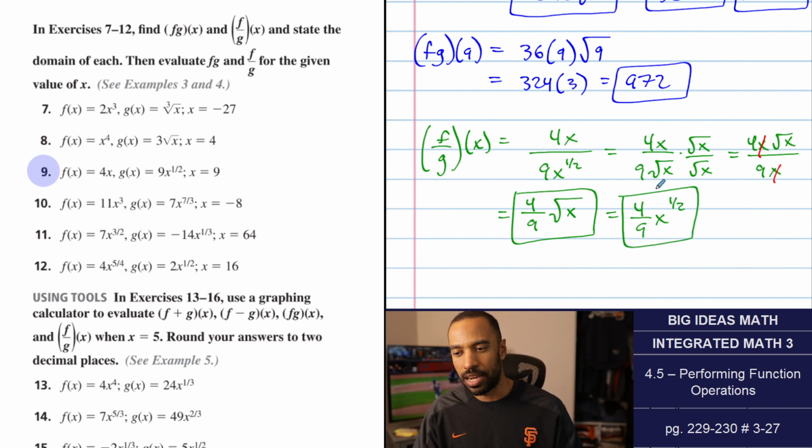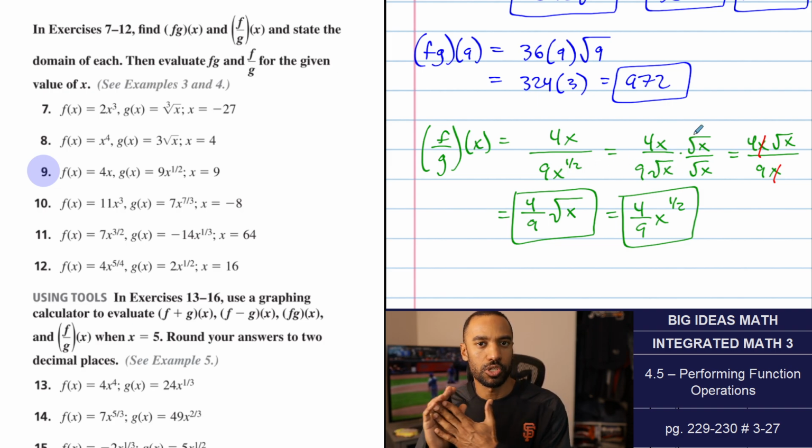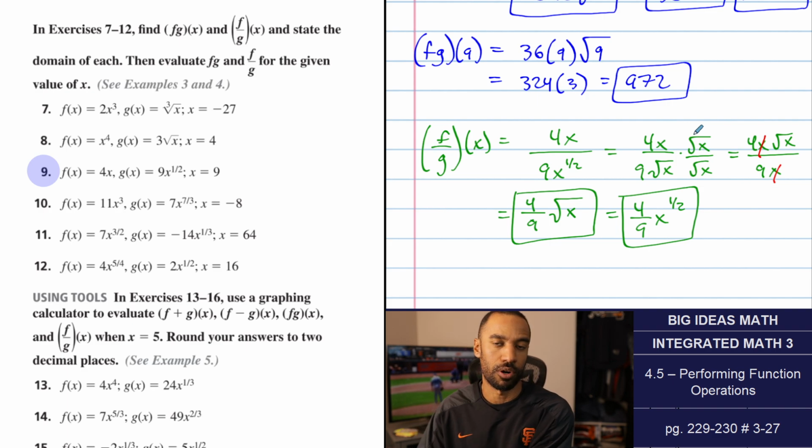x can't be negative, so greater than or equal to 0. But because of this denominator that you see, x also can't be 0. The square root of 0 is 0, times 9 is 0. So x can't be 0 as well as less than 0. x must be greater than 0 for our domain.